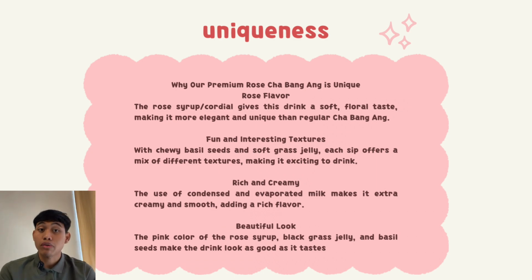And the last one, we have a beautiful look, which is the pink color of the rose syrup, black grass jelly, and basil seeds. They make the drink look as good as it tastes. So the colors give a different taste, and also a good look.